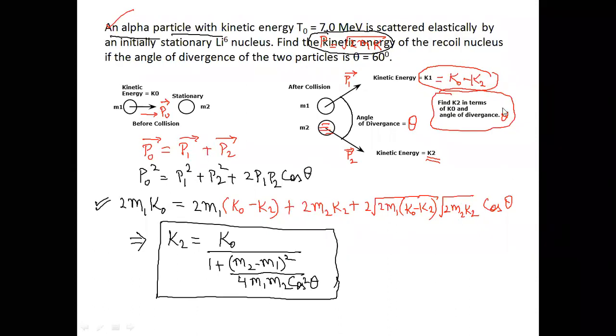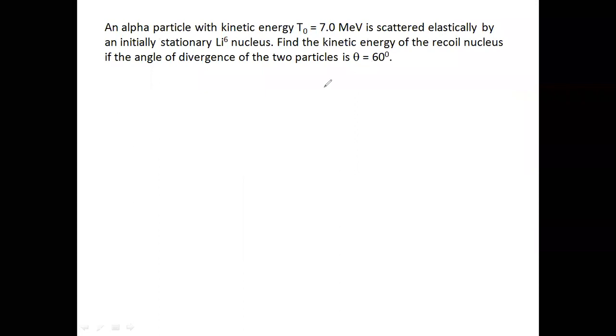Now moving to the problem part. This is my first question, where an alpha particle with kinetic energy T0, which is 7 mega electron volt, is scattered elastically by an initially stationary lithium. In this case, the alpha particle is the striker. So m1, the striker mass, is the alpha particle, and m2 is the target, which is stationary lithium. Their masses can be in proportion with their mass numbers, 4 and 6, and the divergence angle theta is 60 degrees.